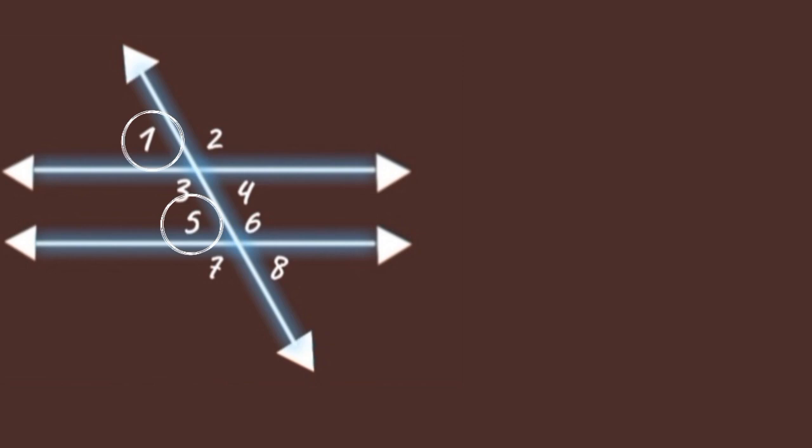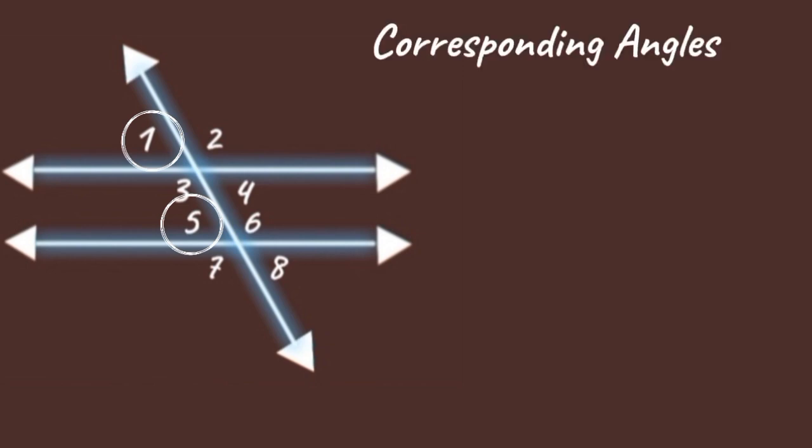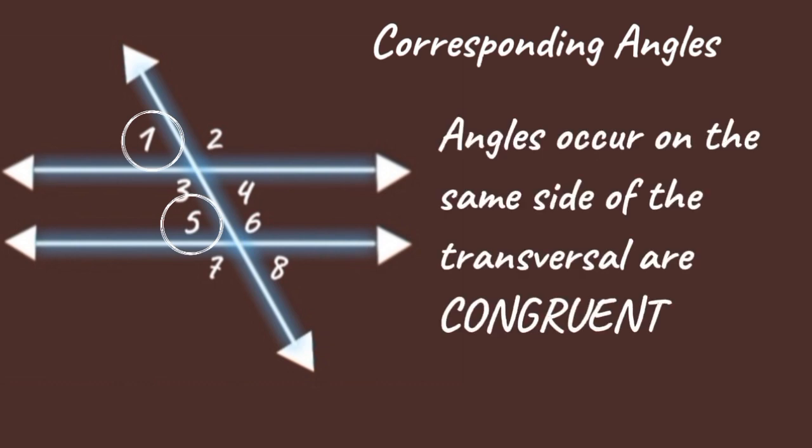Now, how about the relationship between angles 1 and 5? Angles 1 and 5 are said to be corresponding angles. Corresponding angles are angles that occur on the same side of the transversal line and are congruent in measurement. They are either both obtuse or both acute. Assuming that angle 1 measures 75 degrees, then we can conclude that angle 5 measures 75 degrees as well. Other corresponding angles that can be observed are angles 2 and 6, angles 3 and 7, and angles 4 and 8.